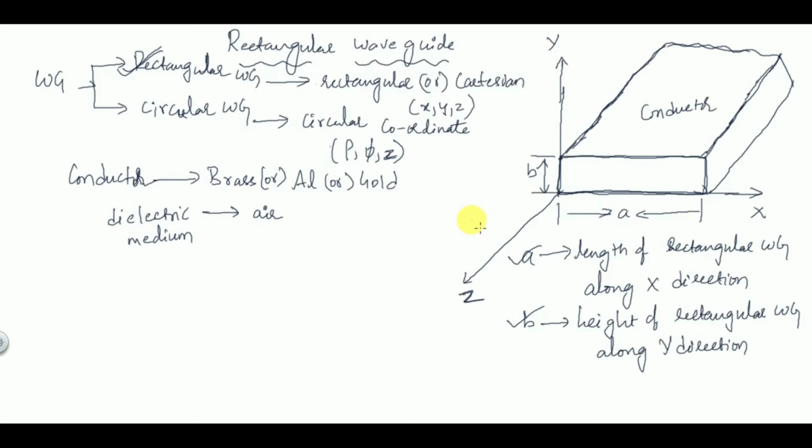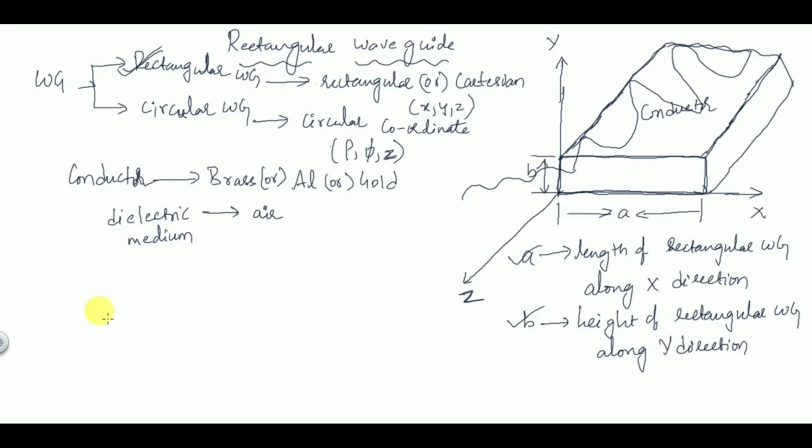How will the EM wave travel from one end to the other end of the waveguide? Through multiple reflections. When the wave is traveling into the rectangular waveguide, it undergoes multiple reflections through the walls, and it reaches the other end.